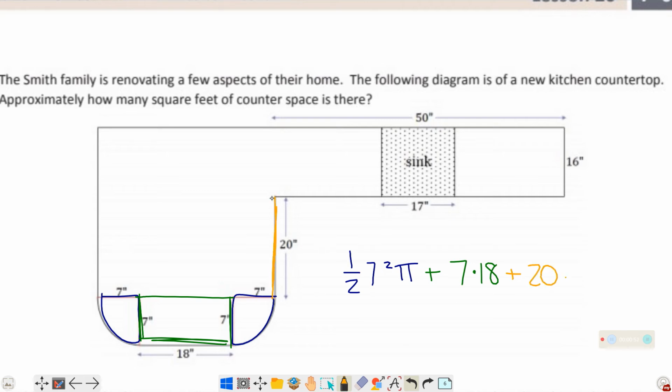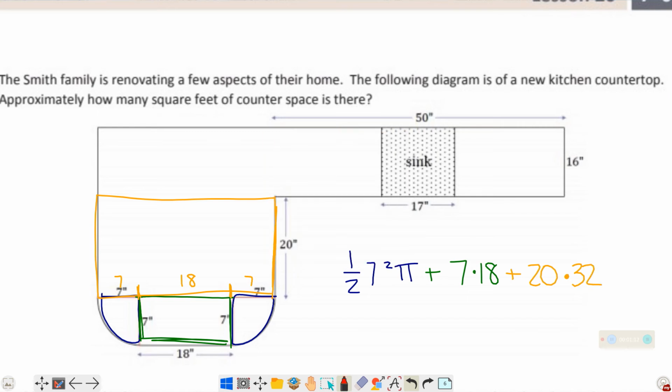And we have to figure out how wide it is. This piece right here is 18. And this piece is 7, and this piece is 7. So adding those all together will give you how wide that rectangle is. Figure that one out right now. And that should come out to 32.